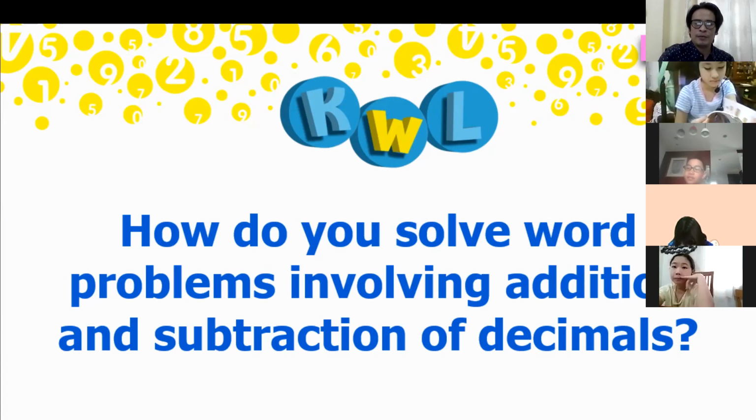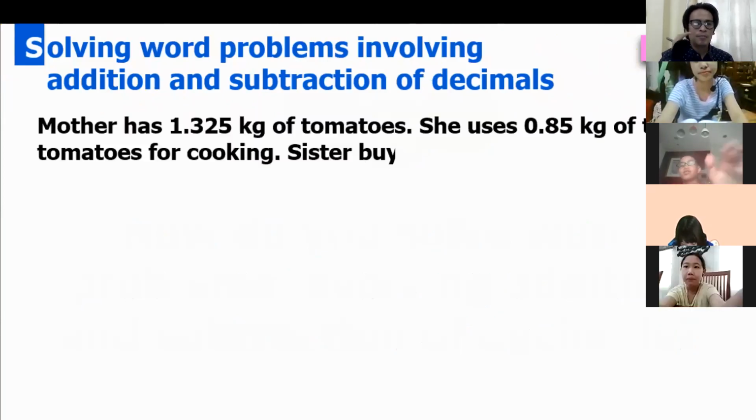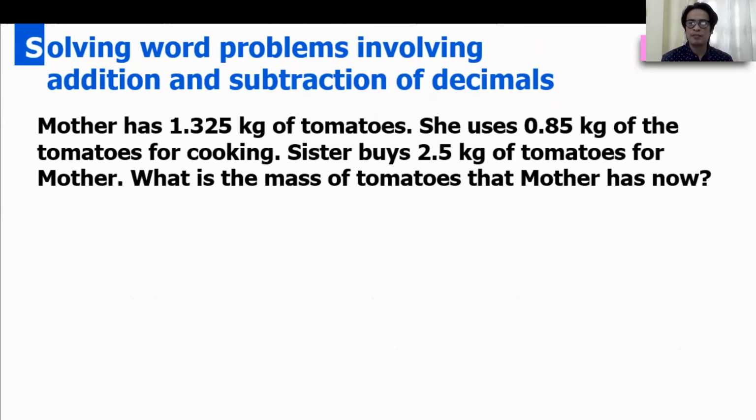Can we begin? You listen first to the PowerPoint. Solving word problems involving addition and subtraction of decimals. Mother has 1.325 kilograms of tomatoes. She uses 0.85 kilograms of the tomatoes for cooking. Sister buys 2.5 kilograms of tomatoes for mother. What is the mass of tomatoes that mother has now?